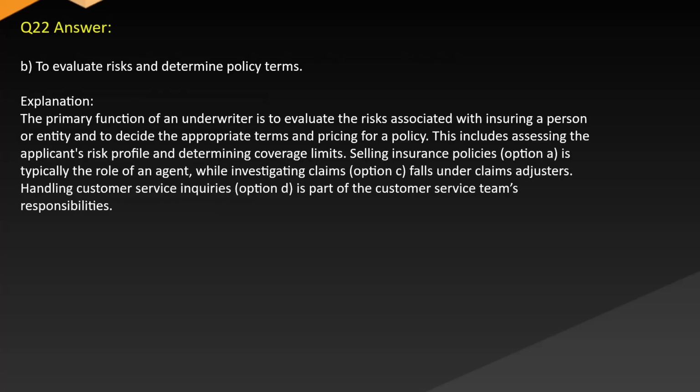Answer: B. To evaluate risks and determine policy terms. Explanation: The primary function of an underwriter is to evaluate the risks associated with insuring a person or entity and to decide the appropriate terms and pricing for a policy. This includes assessing the applicant's risk profile and determining coverage limits. Selling insurance policies, option A, is typically the role of an agent, while investigating claims, option C, falls under claims adjusters. Handling customer service inquiries, option D, is part of the customer service team's responsibilities.